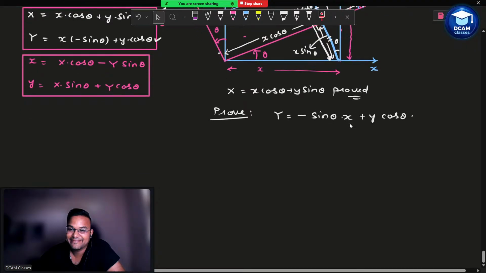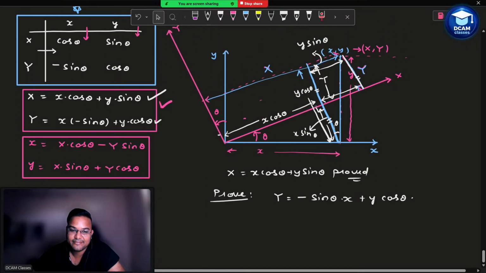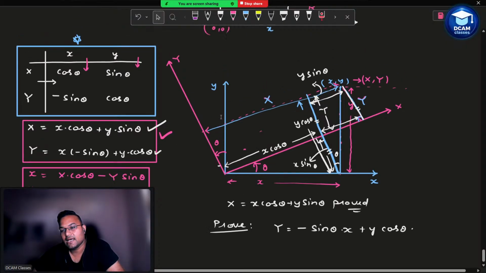No, I did that, but I got confused as this is expressed as x into minus sin theta. I actually got this x sin theta and y cos theta. No, don't worry about that. Just see this as y cos theta minus x sin theta. Okay. See, okay, the same thing only.